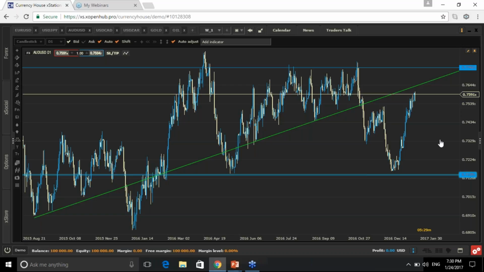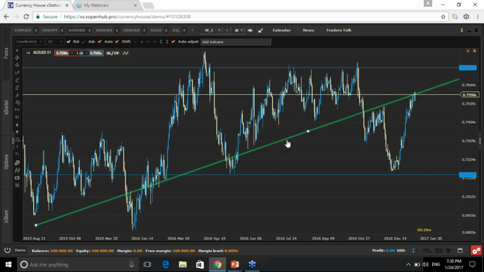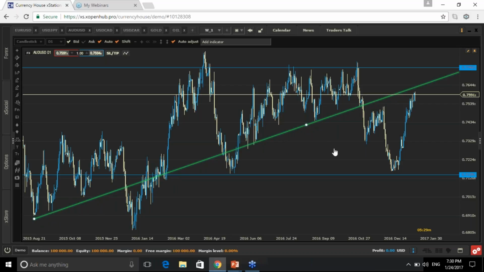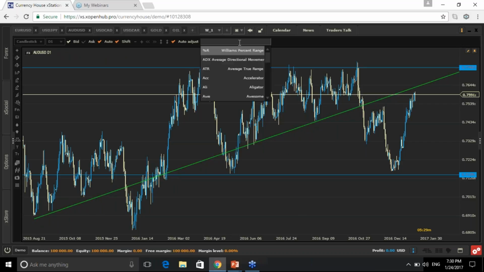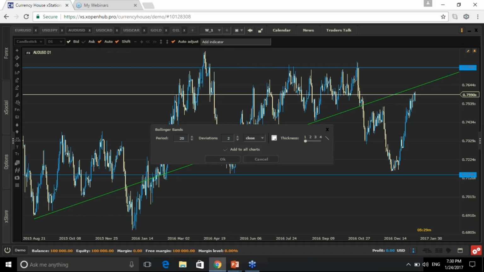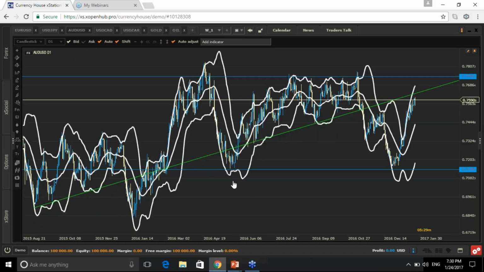In order to understand that, there are additional tools in order to understand what are the levels, what is the direction of the market. Well, first of all, you can use several additional technical indicators. Let's try to look at what Bollinger Bands is showing us. Default settings. Here we go.